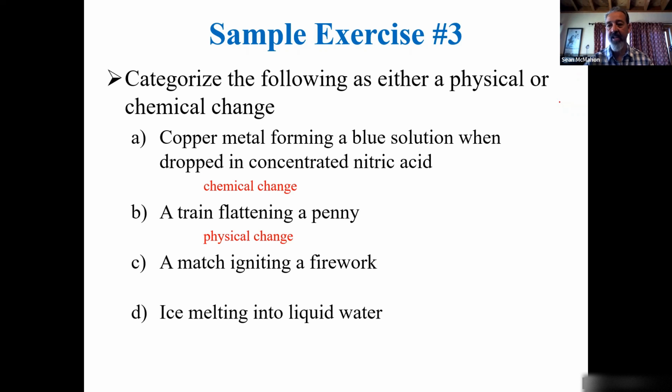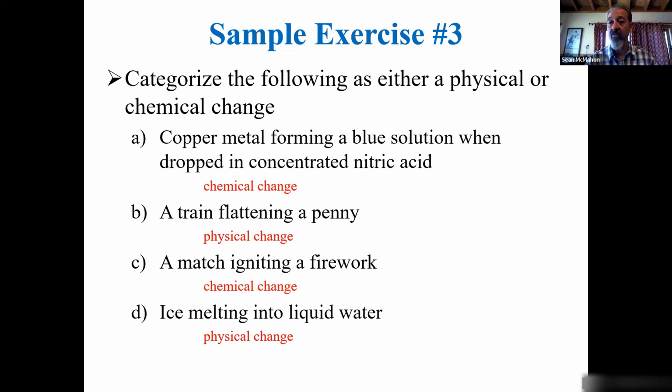A match igniting a firework. Firework, is there a release of heat and light? Yes, so that's evidence of a chemical reaction, a chemical change. Ice melting into liquid water. So I put an ice cube on the table, it starts to slowly melt. What is that? I know there's a state change, but is it physical or chemical? It's merely physical. It's still H2O. There was not a change.